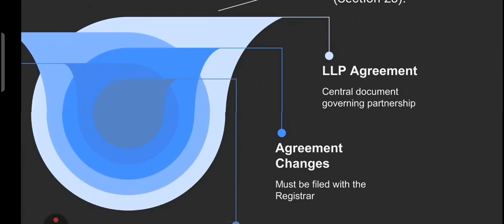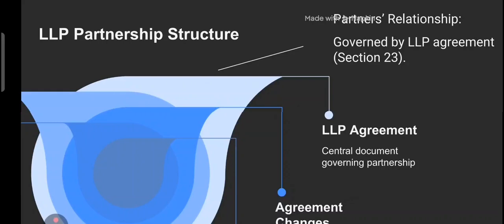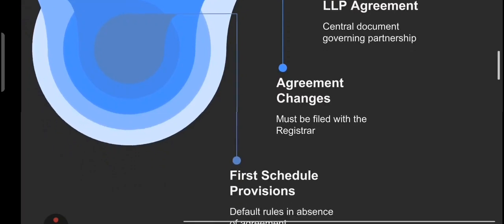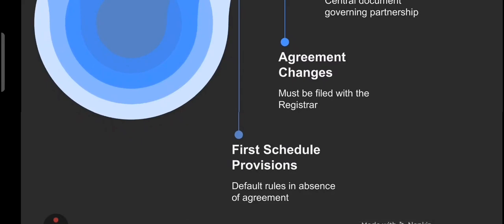Then we talked about the LLP agreement. Most important document it is. It defines how the LLP will be run, the role of each partner, and how decisions will be made, governed under Section number 23. Remember it. Then we have agreement change: any change or update in the agreement must be filed with the registrar. And the first schedule: suppose there is no LLP agreement, don't worry. The law provides default rules, and these default rules are given in the first schedule provisions.